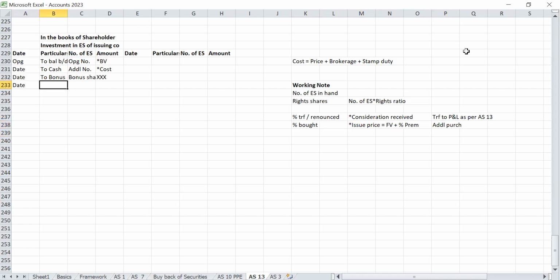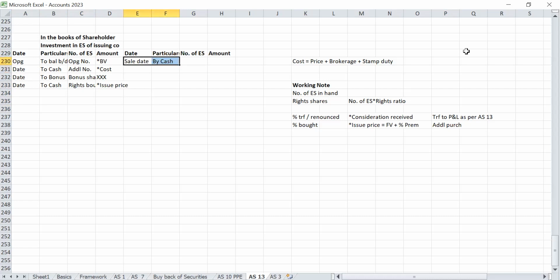So on this date, we will write to cash, rights shares or rights bought into issue price. Correct? Yes, sir. Then we will have sales. Sale date by cash.